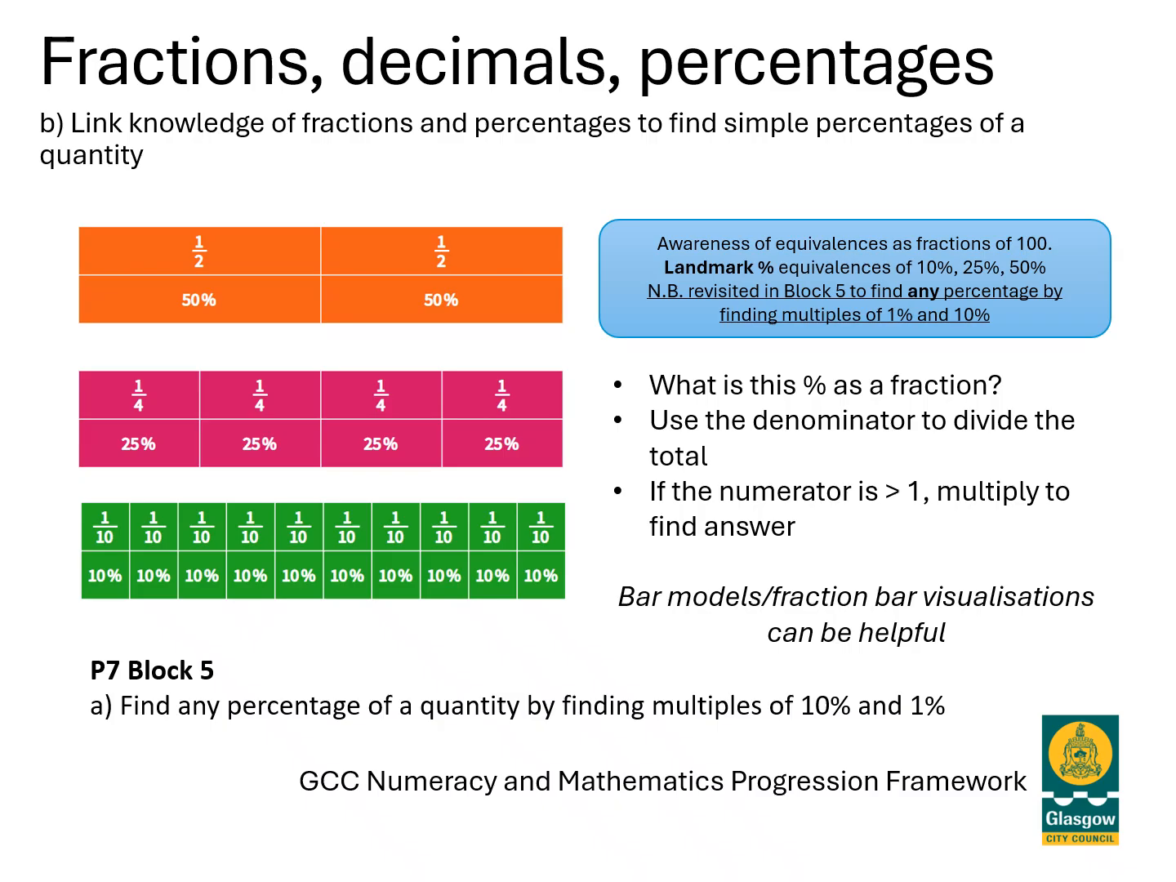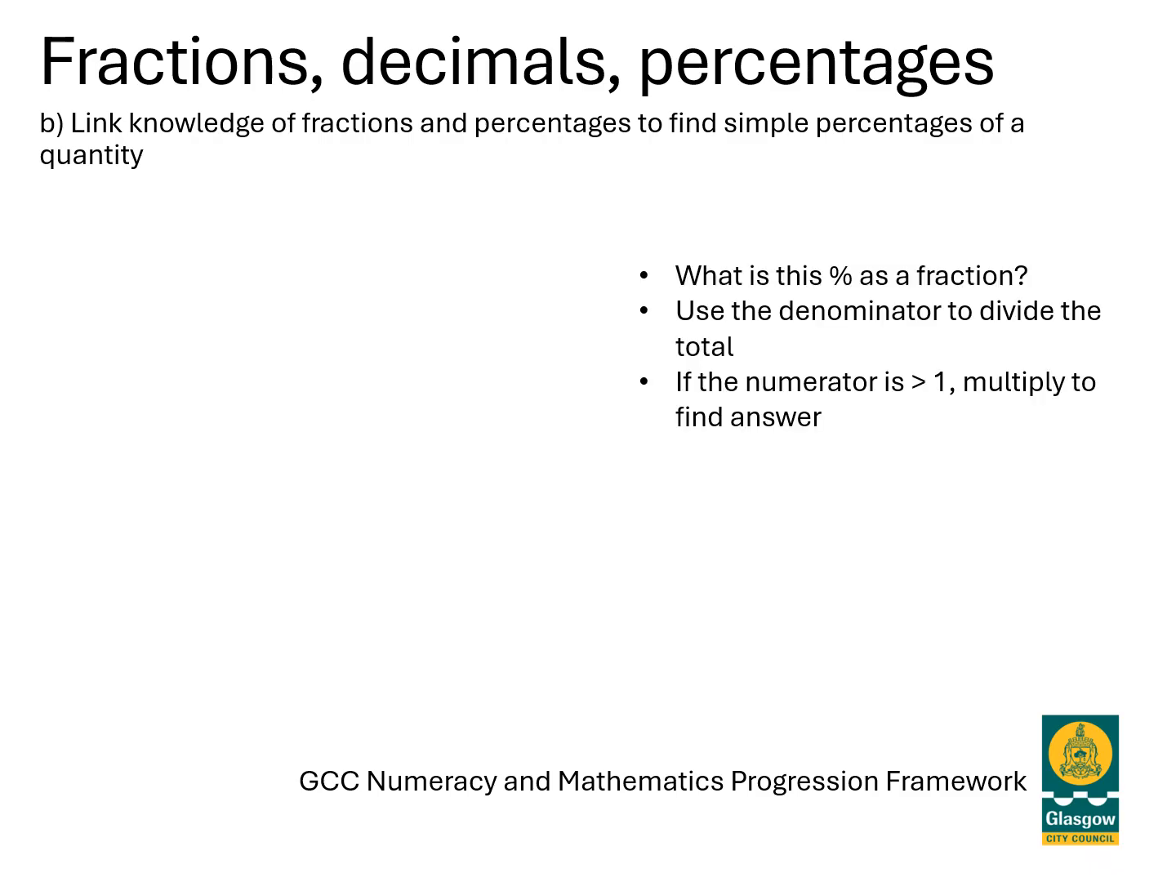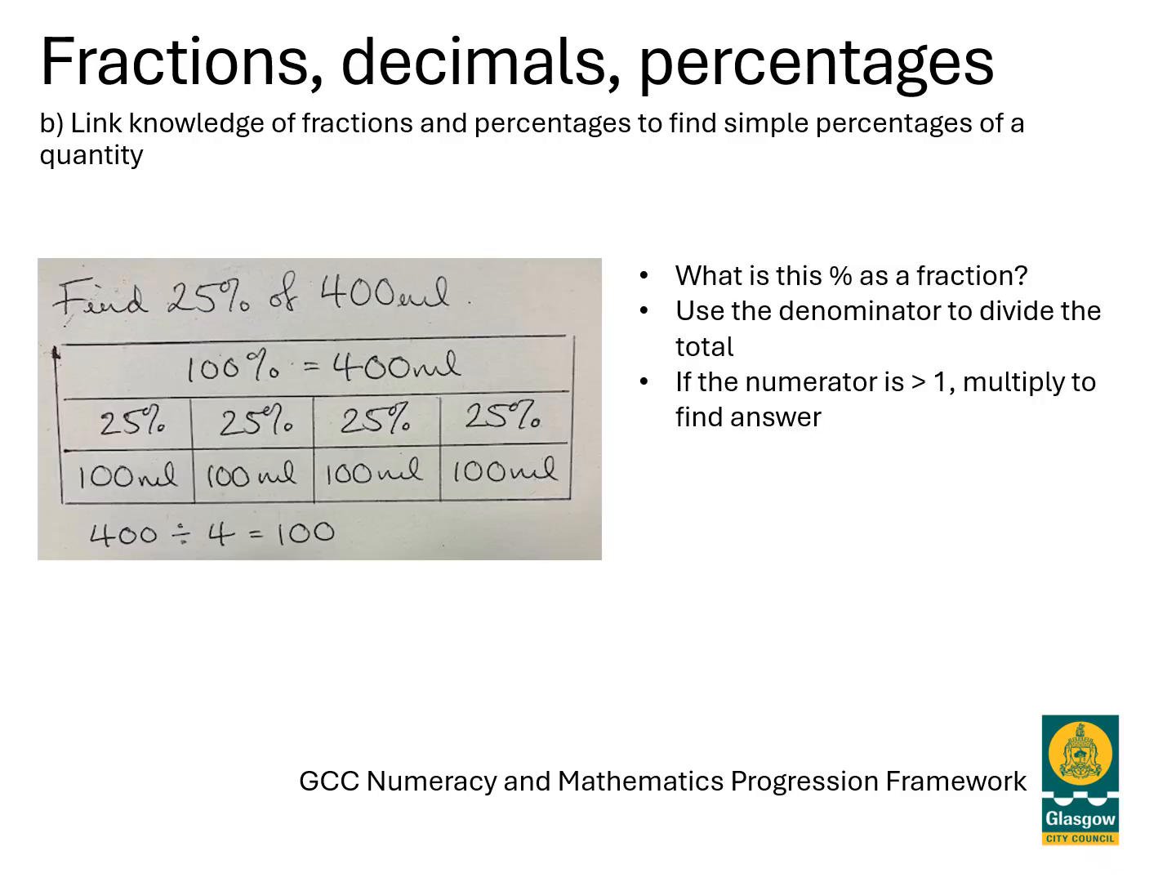Bar models and fractions are really helpful to model this through. So there's an example on the next slide here. Here's our process. We've got to find 25% of 400 millilitres. So what is this percentage as a fraction? That's our first question. What is 25% as a fraction? How do we do a fraction with 25%? 25 out of 100 is the equivalent. 4 25s in 100, so it's a quarter. And they probably need to get to the point where they just know those equivalences, these common equivalences.